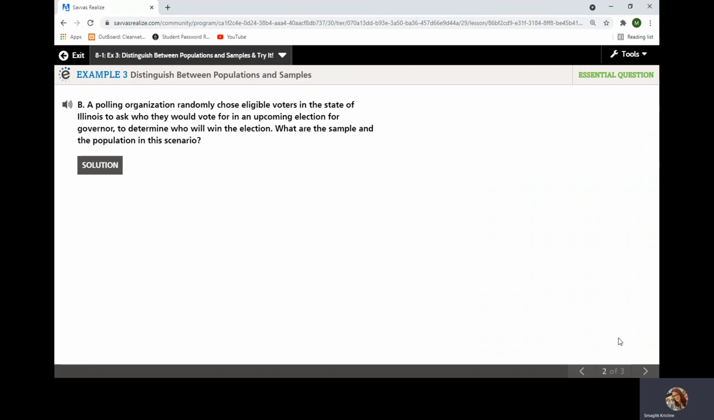B, a polling organization randomly chose eligible voters in the state of Illinois to ask who they would vote for in an upcoming election for governor to determine who will win the election. What are the sample and the population in this scenario? So here we're looking at all the voters in Illinois that are eligible to vote. That would be the population. The sample is going to be all of the people that were selected by the polling organization.